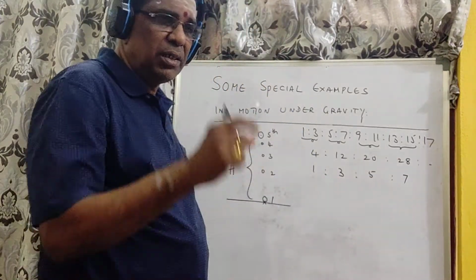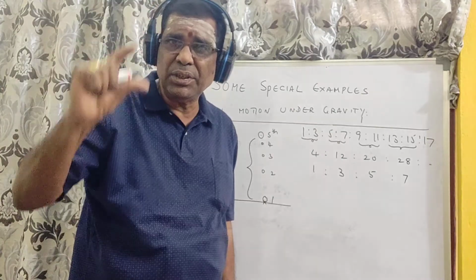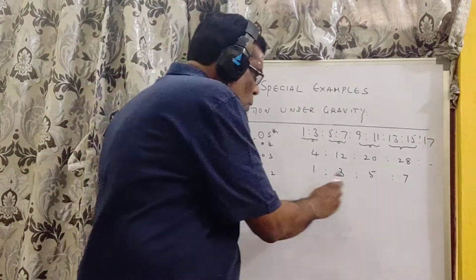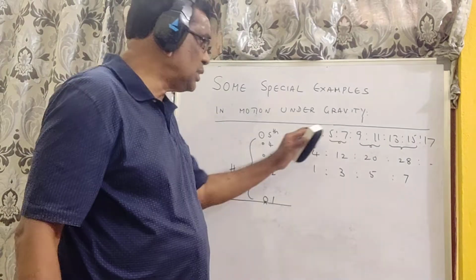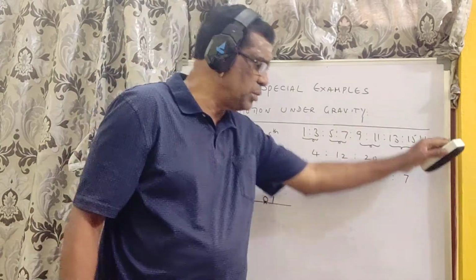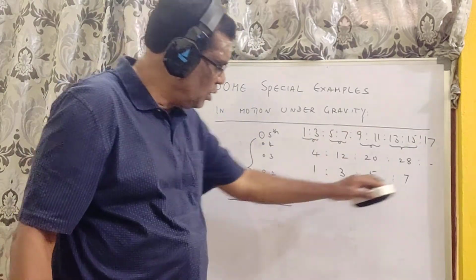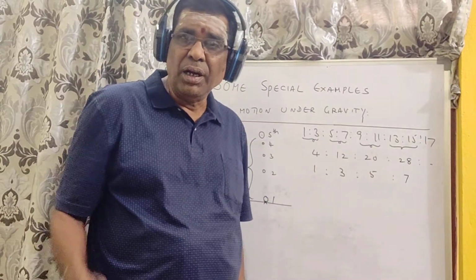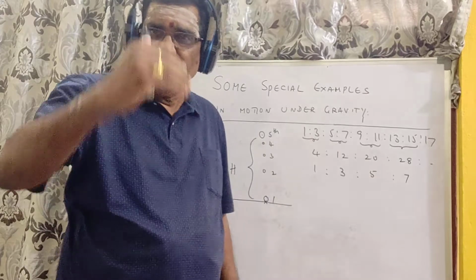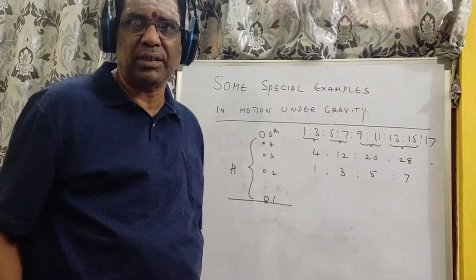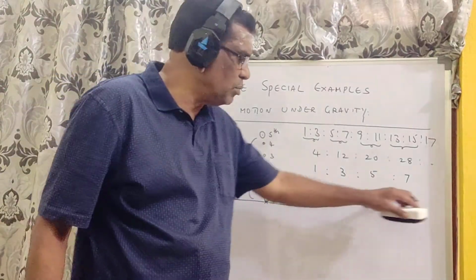So if you take the first 2 seconds and subsequent 2 second intervals also, the ratio remains 1 is to 3 is to 5 is to 7. First 3 seconds, next 3 seconds, subsequent 3 seconds, again you will get the same answer. Now, first half second, next half second, subsequent half second intervals, you will get the same ratio.